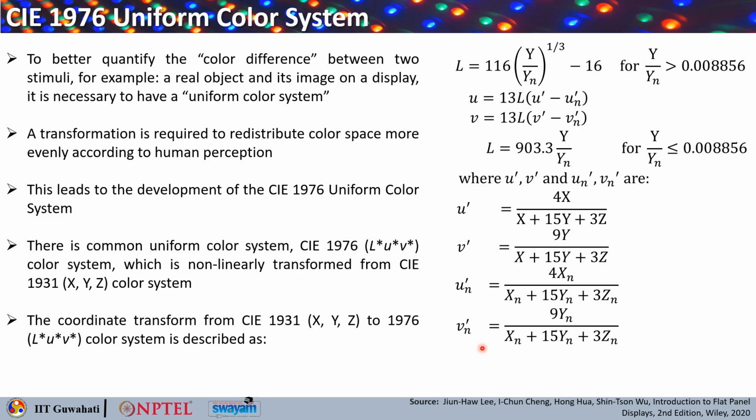They are basically obtained from your capital X, Y, Z that you have from the 1931 color system. So these are the equations that define those. Now you can see here u prime and v prime are dependent on X, Y, Z. However, u n prime and v n prime are dependent on x n, y n, z n. Now what are these? These are the stimulus values of the reference light source.